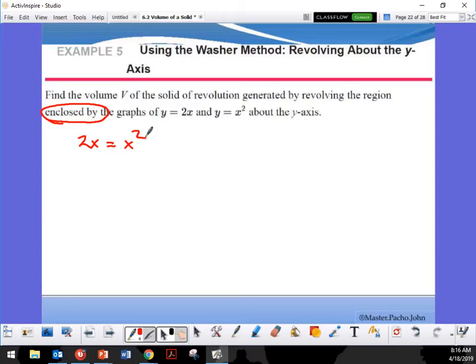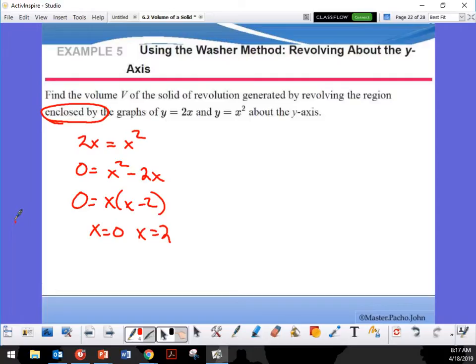Okay, so I'm going to move this over. So 0 equals x squared minus 2x. Now, factor out an x. x times x minus 2 equals 0. So now my factors, where these two are going to intersect, are going to be x equals 0 and x equals 2. Are we okay there? Okay, so now I have my bounds there.